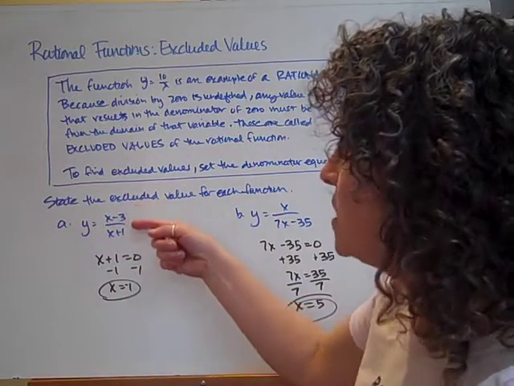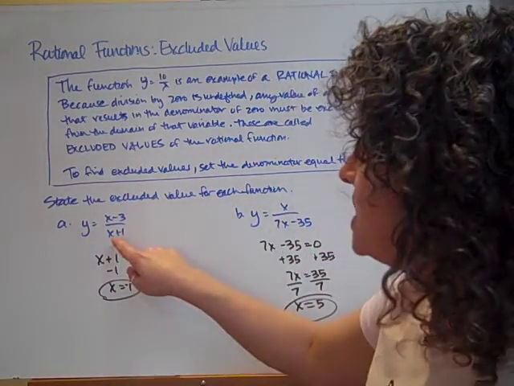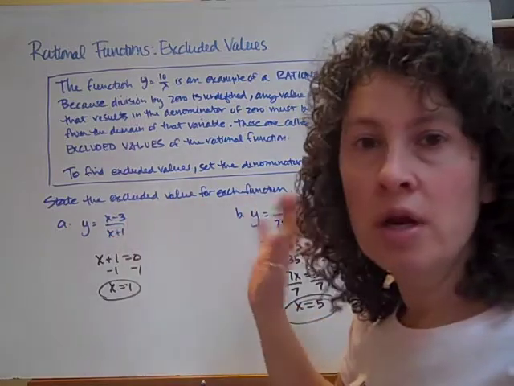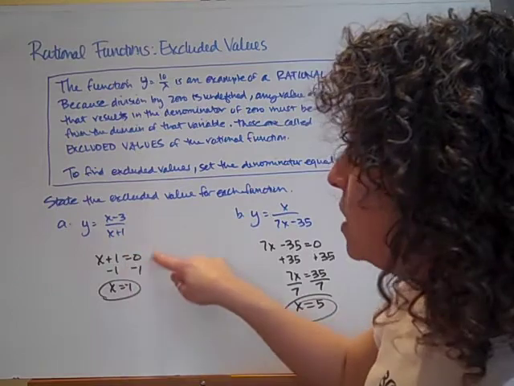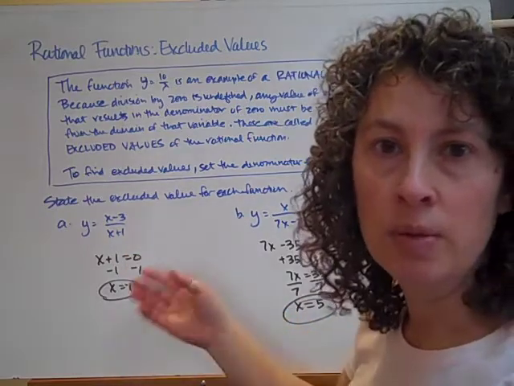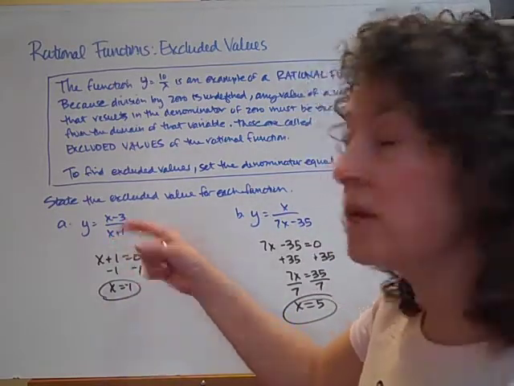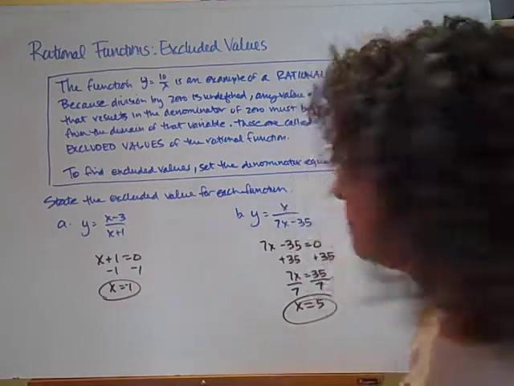I have y equals x minus 3 over x plus 1. I'm going to set just the denominator. Again, the numerator can be whatever it wants. It's the denominator that's the problem. So x plus 1 equals 0. Solve for x. I get x equals negative 1. Pretty straightforward. So x cannot be negative 1 here. It's going to be excluded from my values of x.